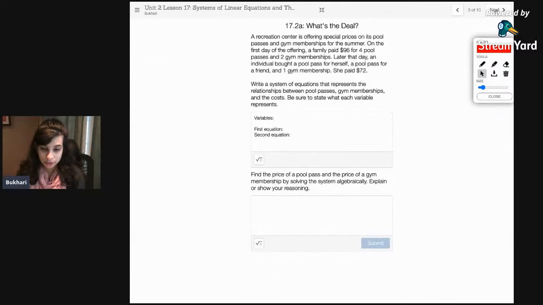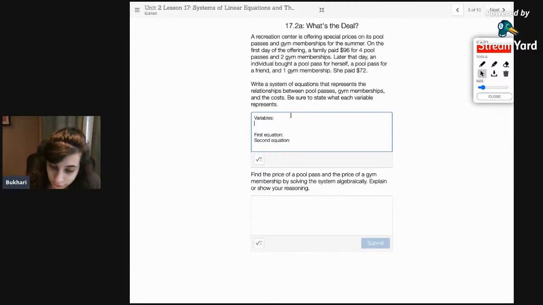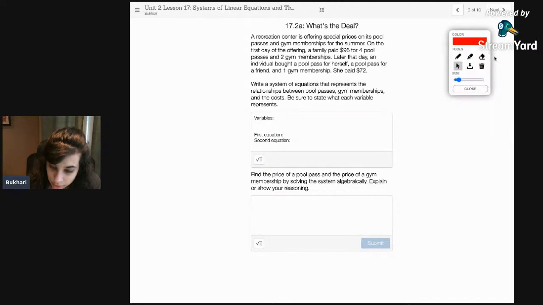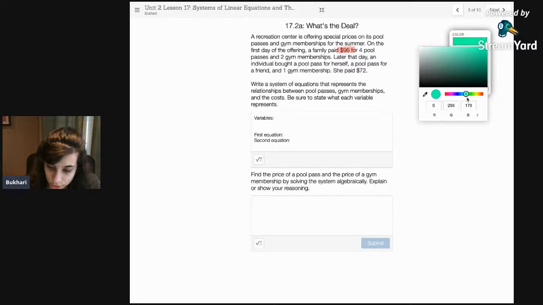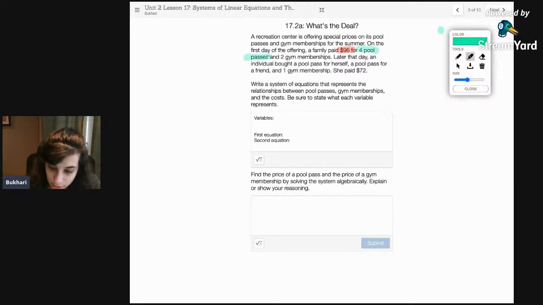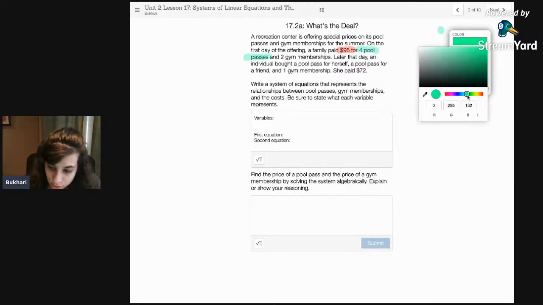And so in 17.2, you also want to further discuss that, also practicing systems of equations, how to represent each of your variables. As I talked about in the last lesson, what don't you know, right? A recreation center is offering special prices on its pool passes and gym memberships for the summer. On the first day of the offering, the family paid $96 for 4 pool passes and 2 gym memberships, right? 4 pool passes and 2 gym memberships.